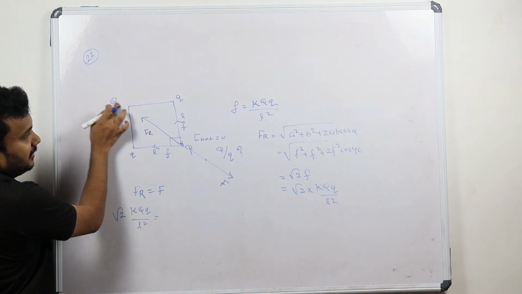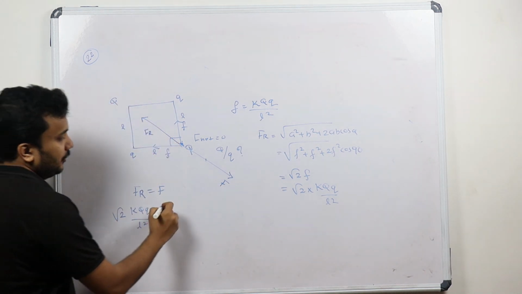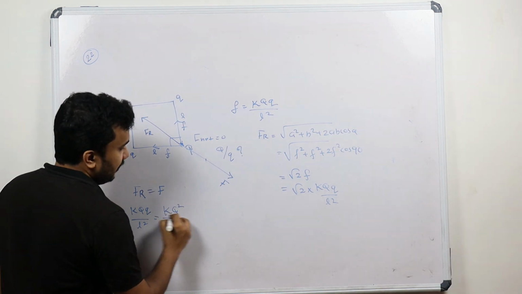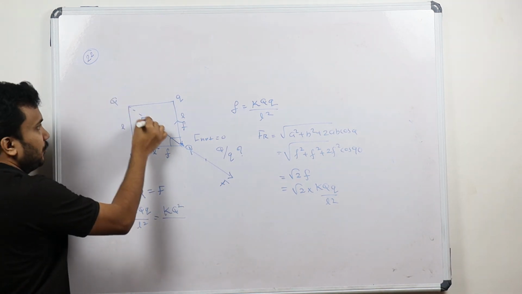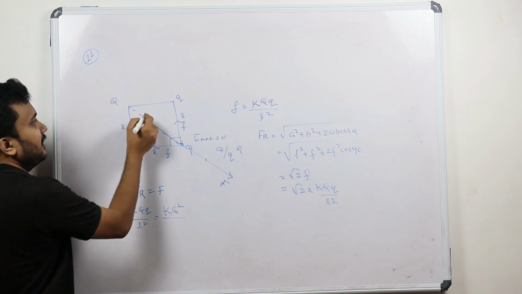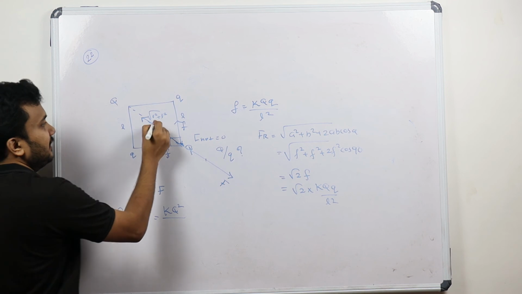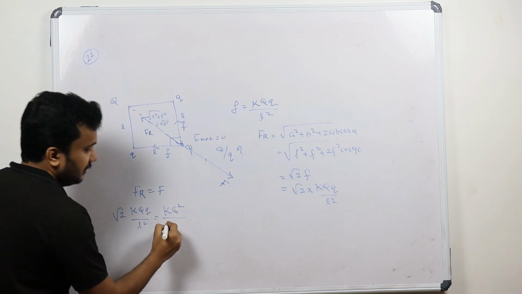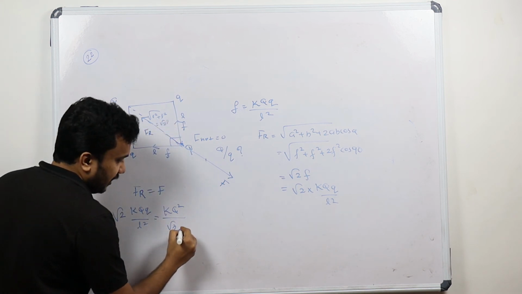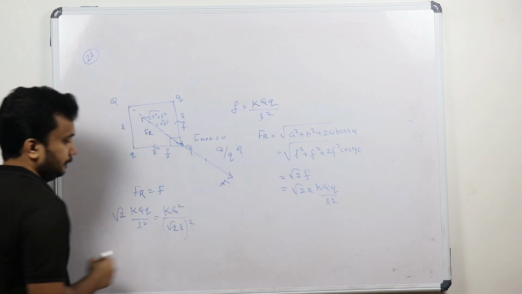So Fr means root 2 times K into capital Q divided by L squared, which is equal to, what is this F? F means the repulsive force between capital Q and Q. So K Q square divided by, what is the distance from here to here? This is L, this is L. So we'll apply the Pythagoras theorem. L square plus L square, base plus height, which will become root 2L. So this is root 2 times L the whole square.